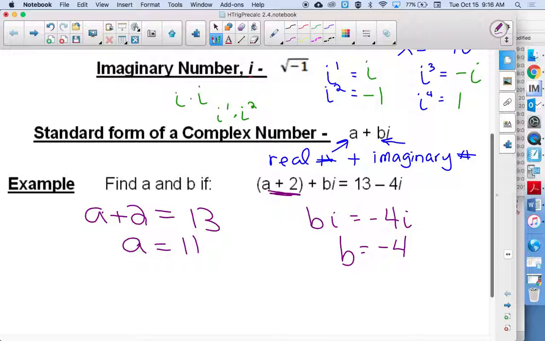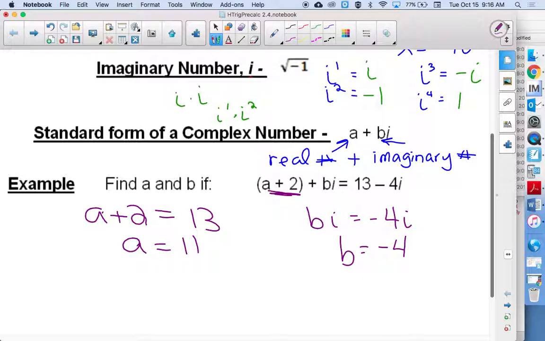Again, don't make it overly complicated. So the real has to equal the real. Equals means equality, but the numbers can't be mixed together. So if you have a real number on the left, it has to be equal to the real number on the right. The imaginary number must equal the imaginary number. They do not mix. I cannot really combine them together. They're not like terms. They're not like numbers.